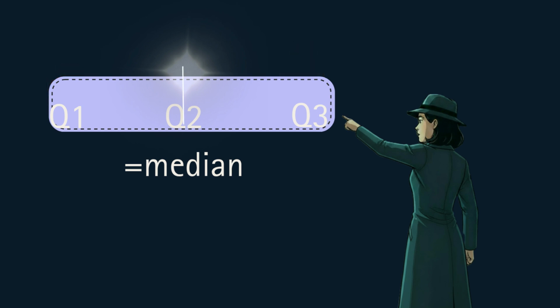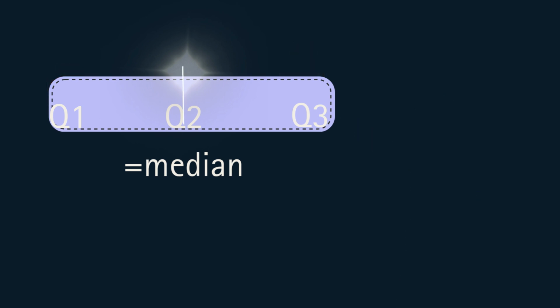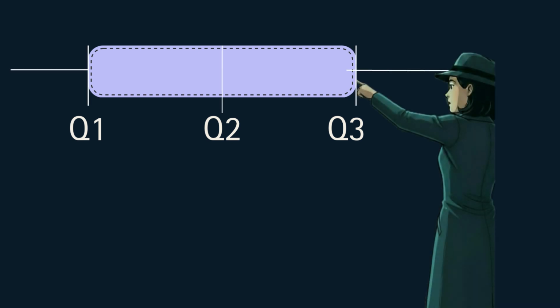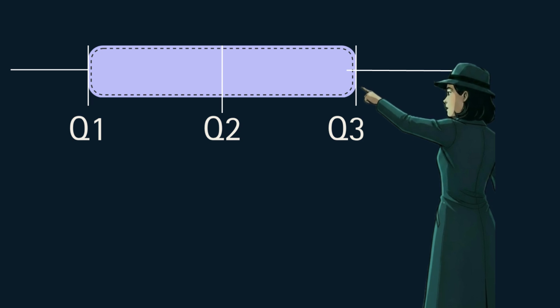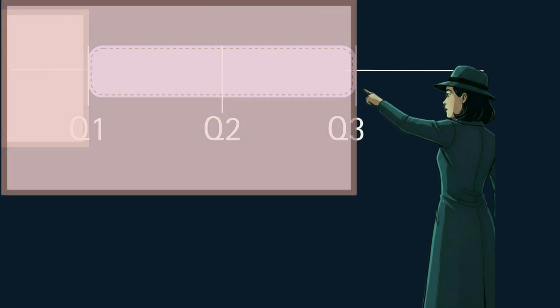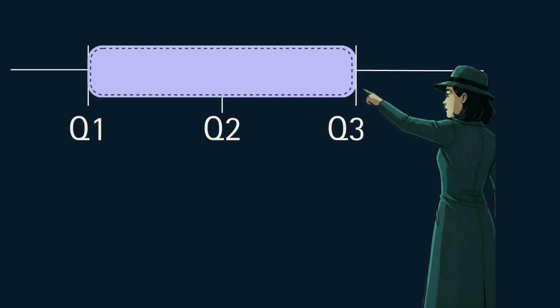This version. It's a modified boxplot. Outliers don't stretch the whiskers, they stand alone. This time, we saw the vault's blueprint first. Q1 marks the lower 25%. Q3, the lower 75%. Together, they guard the corridor.